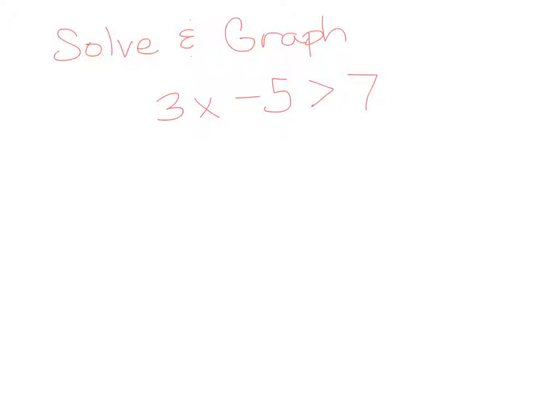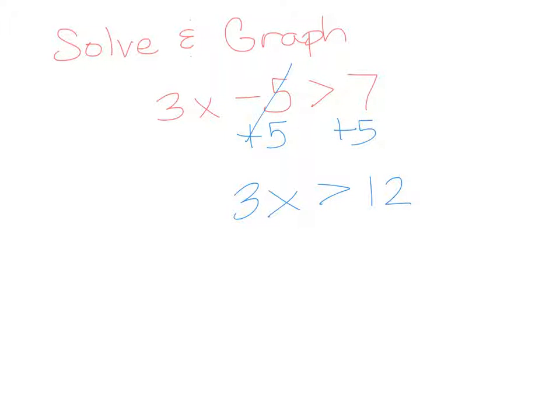Okay, let's try one more. This has a two-step solving process. So same thing, you're trying to get your x isolated, and this says 3x minus 5 is greater than 7. So just pretend that greater than sign looked like an equal sign. If you did, you would start the problem by adding 5 to both sides of the equation, which would give you 3x is greater than 12.